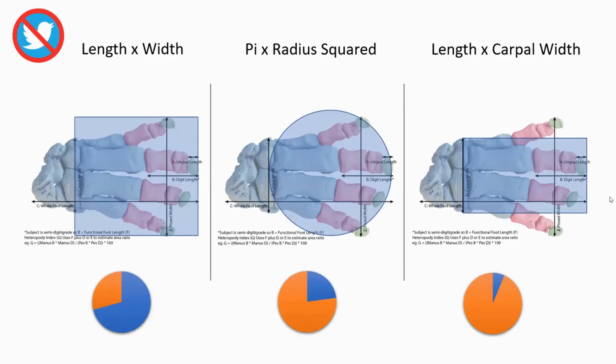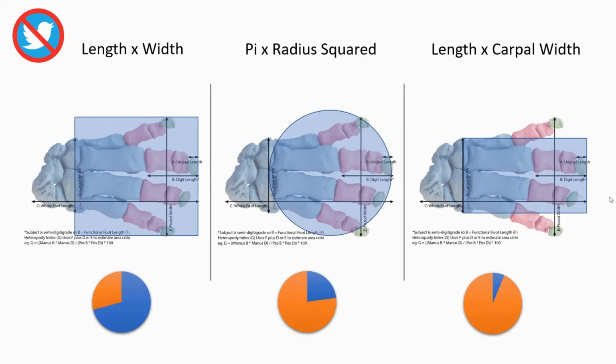And what we found here was that length times carpal width is much more accurate than either of the ones before. Length times width, which is the traditional usage, is very, very bad for a lot of things, especially ungulates, which were caught up here in pi times radius squared. The orange here on the pie chart represents the accuracy, so the percentage error. So when you measure heteropody in ungulates, it's very accurate compared to the actual area, which we worked out by using a MATLAB script.